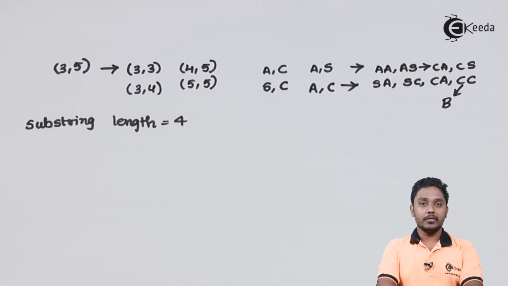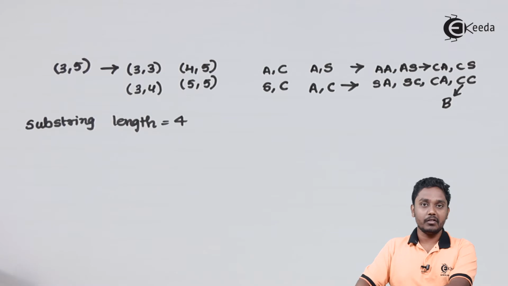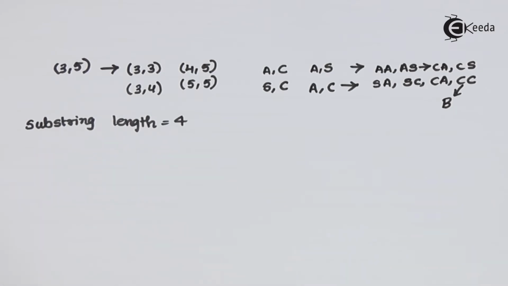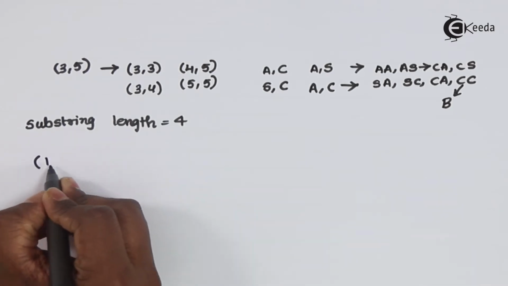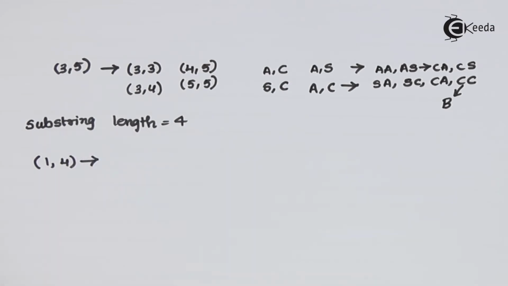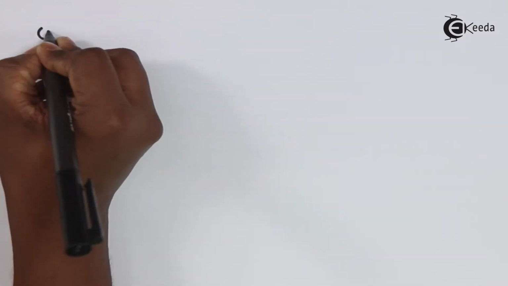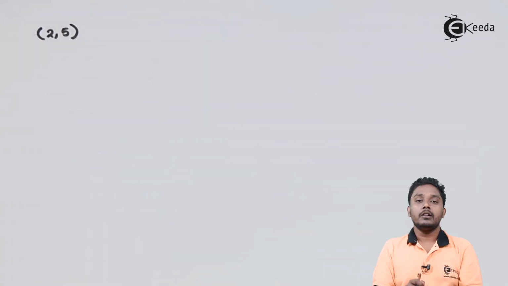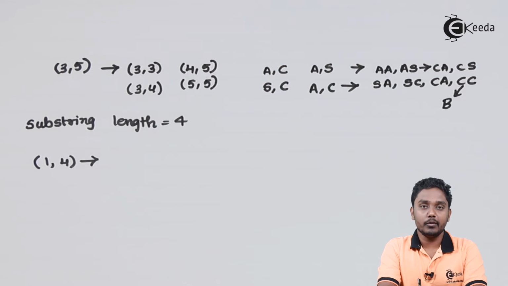Let us see substrings of length 4. The substrings would be 1 to 4, 2 to 5. First, let us solve 1 to 4. How can we split the string from 1 to 4?